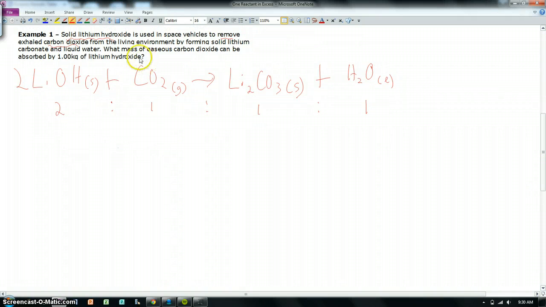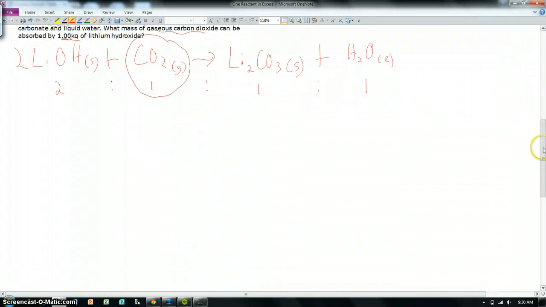So the question asked, what mass of gaseous carbon dioxide can be absorbed? So I'm actually finding out how much of this I can use up from 1 kilogram of lithium hydroxide. In this case, we're not even determining a product. Normally you would determine a product, but it works the same way. Today we're going to determine how much of the reactant we use up from 1 kilogram of lithium hydroxide.